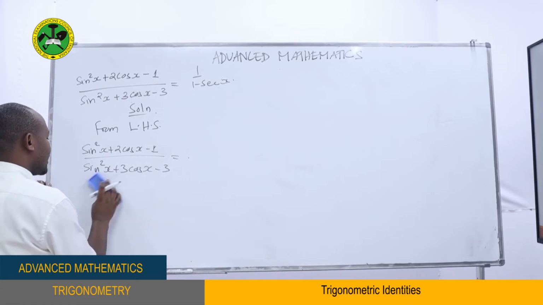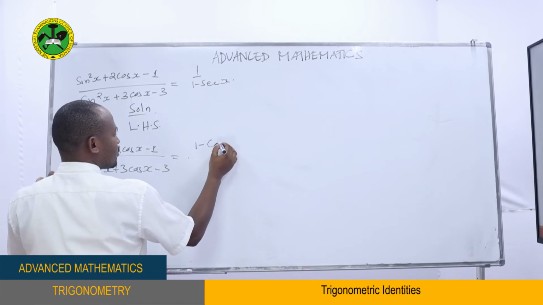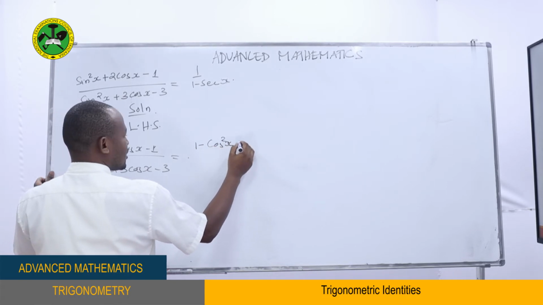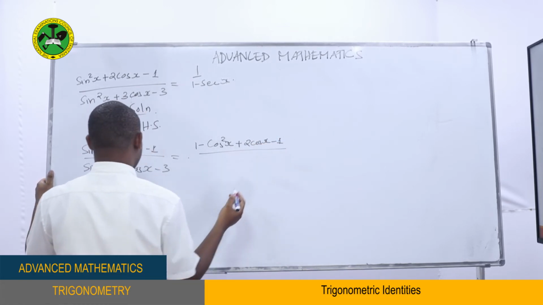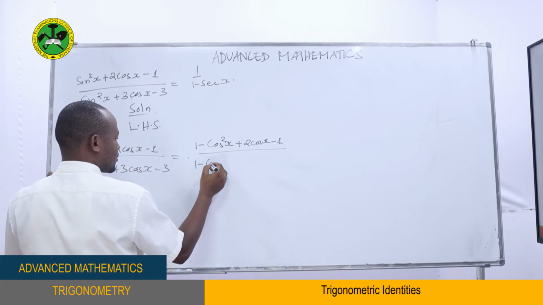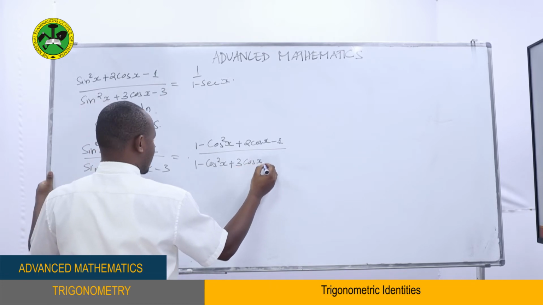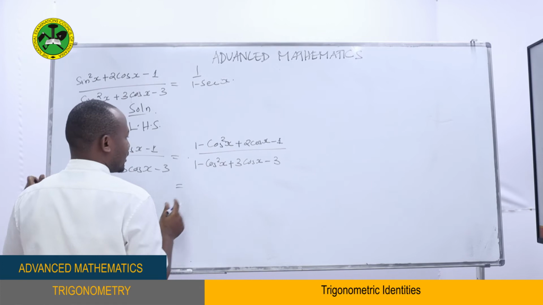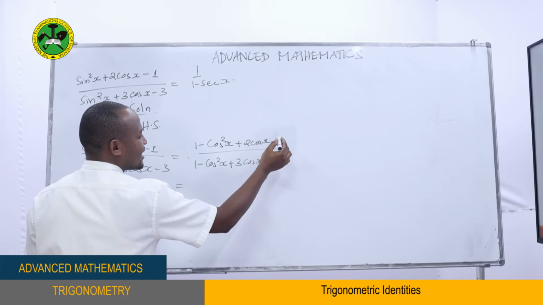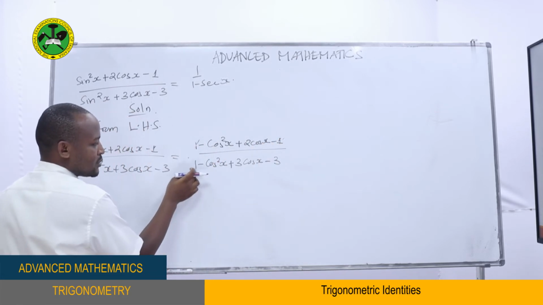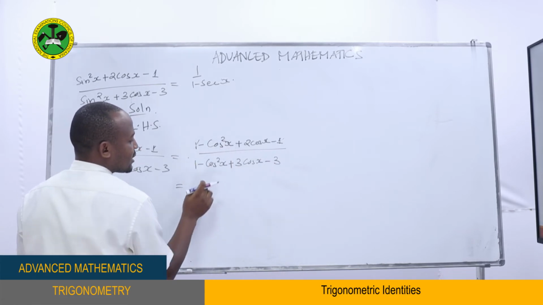Let's go and see that. So we have 1 minus cos square of x plus 2 cos x minus 1 over 1 minus cos square of x plus 3 cos x minus 3. And how can we move from there? You can see this one and that one, this is positive and that is negative, that means this one and that one can go. And this one and that one, this is positive, that is negative, that means we are left with a negative 2. So let's write that much correct.